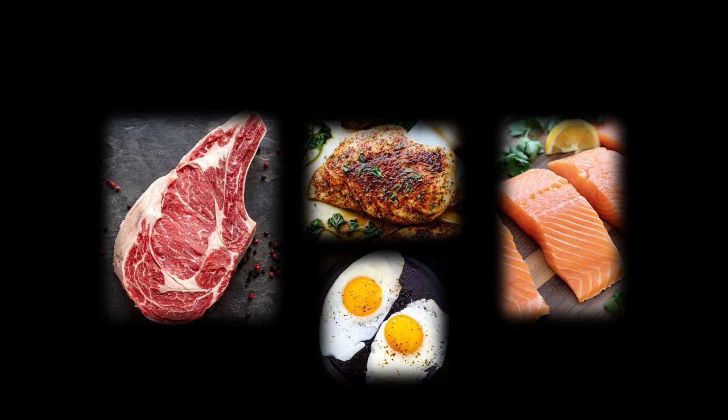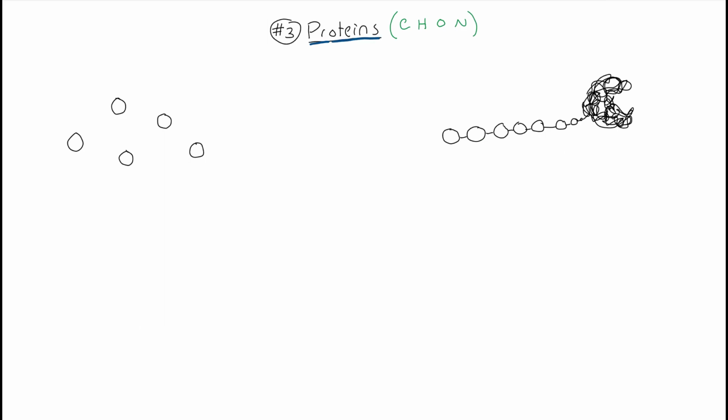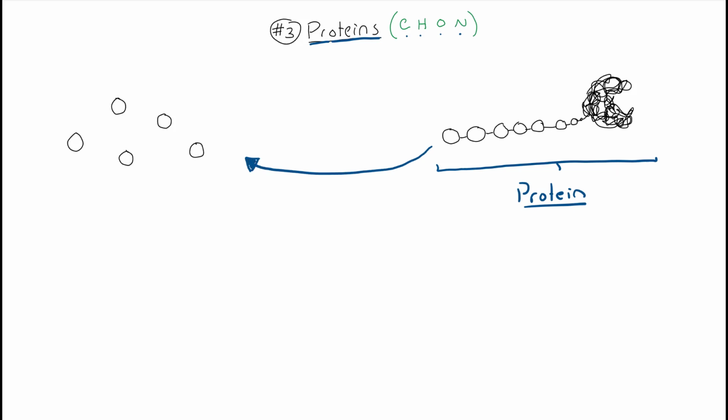Now let's look at our next and final organic macromolecule, found in meats, chicken, eggs, and fish. You find proteins here. Proteins contain the elements carbon, hydrogen, oxygen, and nitrogen. This big old thing over here is a protein. And if you want to break down proteins, of course, you have to add water. And proteins are broken down into amino acids.